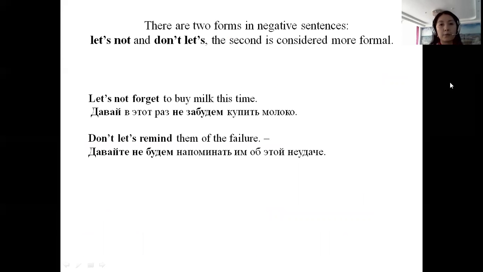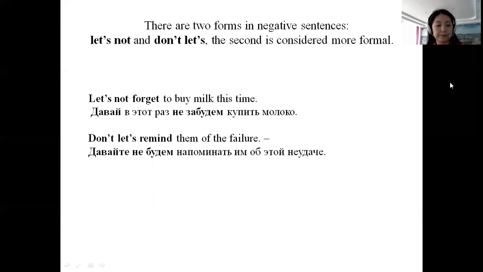And when we make a negative sentence with let's, we have two forms. First, let's not, and the second, don't let's. The second form, don't let's, we use more, yes. For example, let's not forget to buy milk this time. Давай в этот раз не забудем купить молоко. Or we say, don't let's remind them of their failure. Давайте не будем напоминать им об этой неудаче. Don't let's, or we say, let's not.